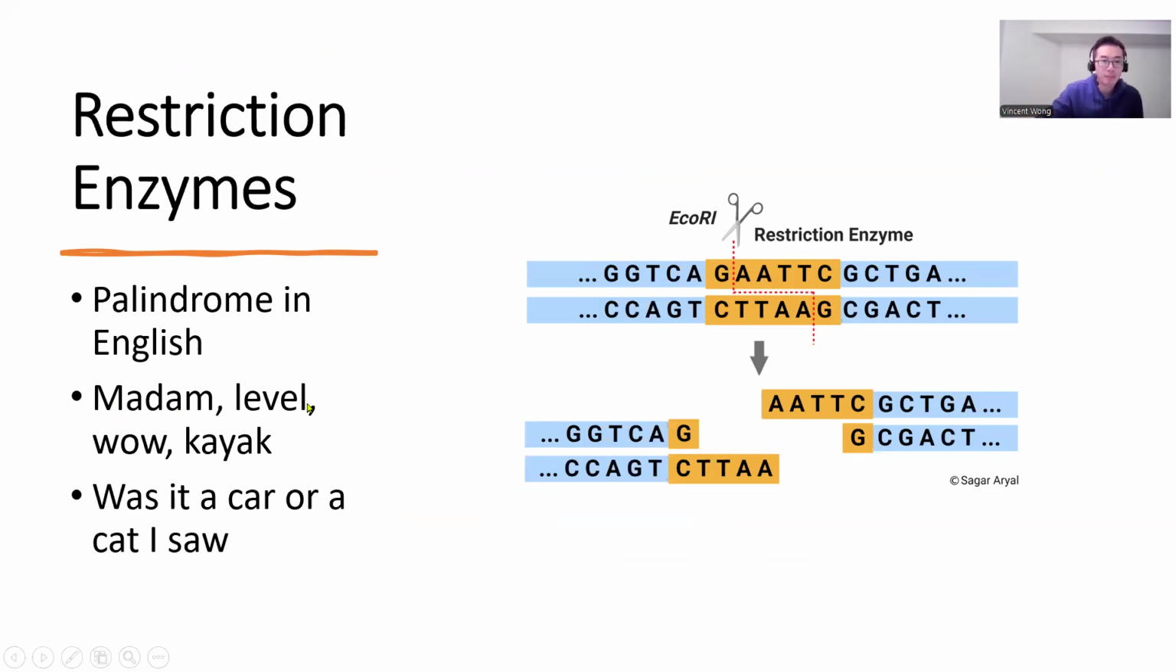Right? Level is a palindrome. Wow, kayak. All these are palindromes. Okay, and this is a really long one. Was it a car or a cat I saw? If you read it backwards, was it a cat or a car I saw, right? It's like the same thing, right? So that's what a palindrome is, same forward as it is backwards.